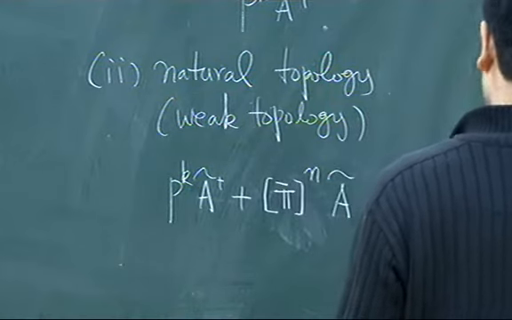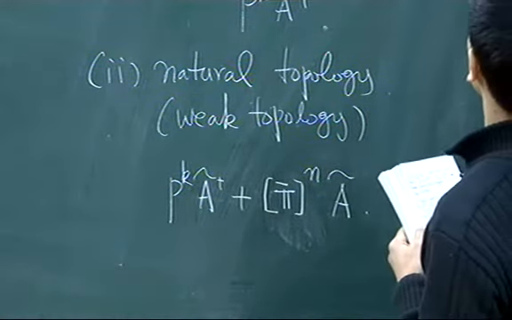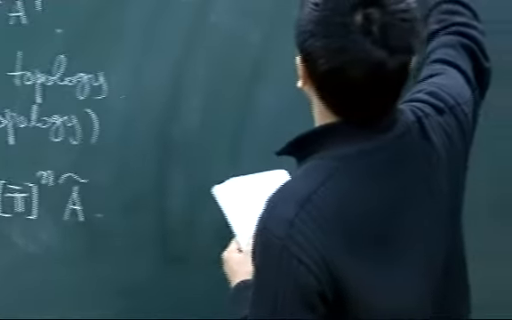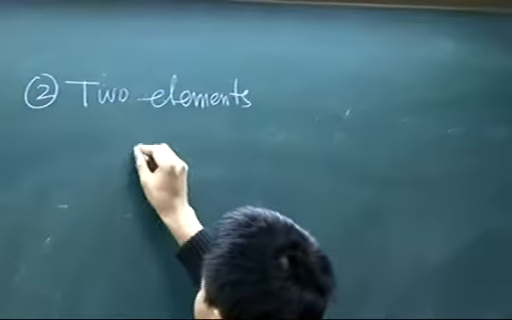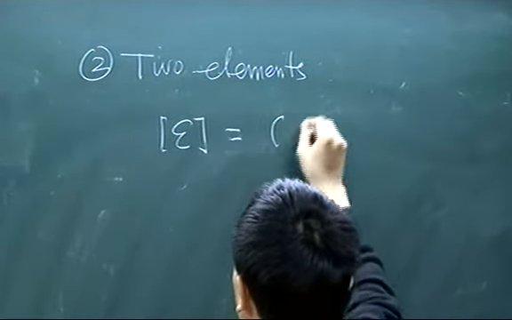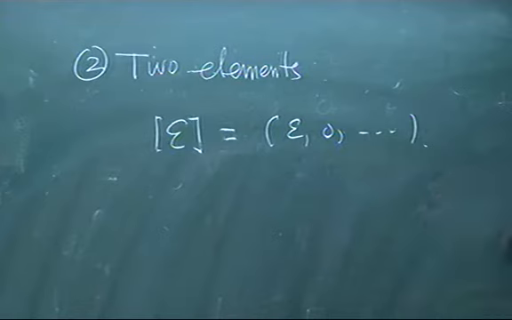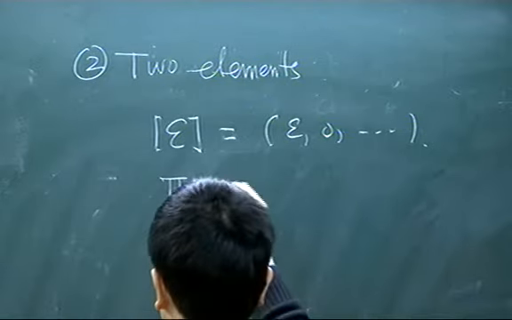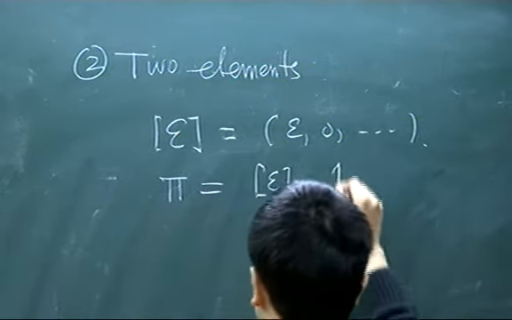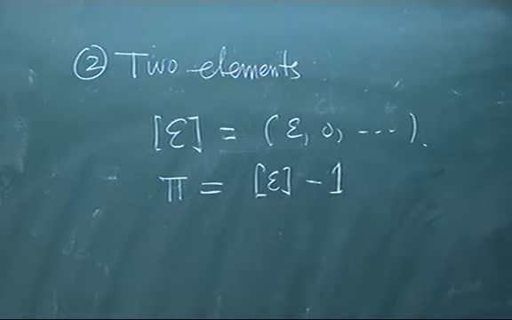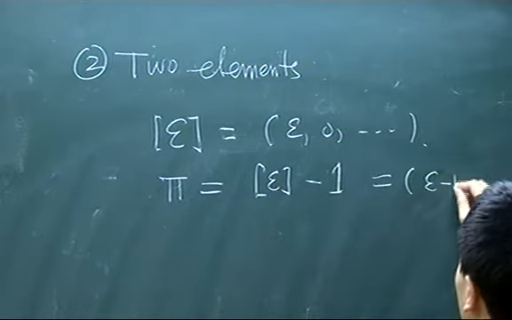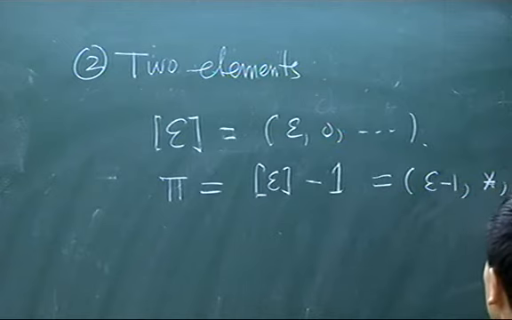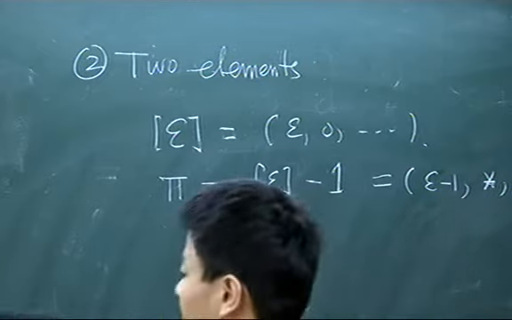Now we have two elements. Again, we have two elements. One element is this. It's just 0. Okay, so it's just the Teichmüller lifting of epsilon. And the other element is pi is epsilon minus 1. So this is epsilon minus 1, and then you have, this is not 0, okay? You have some element here. So now you have phi action and gamma action.